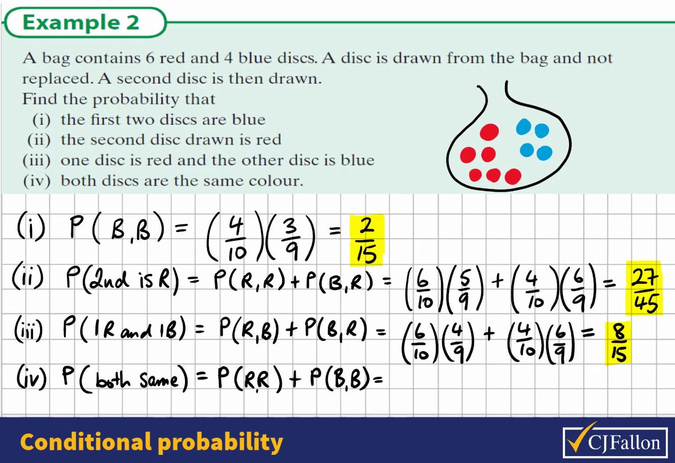So we're working out the probability of getting red and then red. Of getting red the first time, there's a 6 in 10 chance. Then having removed that red, there is now a 5 in 9 chance it would be red again. Then getting a blue would be a 4 in 10 chance, and if you remove a blue, it would be 3 out of 9. And we see this adds up in total to 7 out of 15. This is not surprising, because when we add it to the answer above, it has to add up to 1, because they're either both different or both the same.